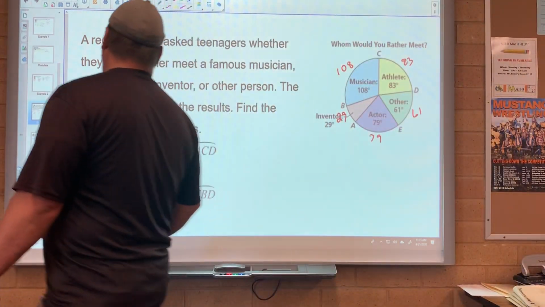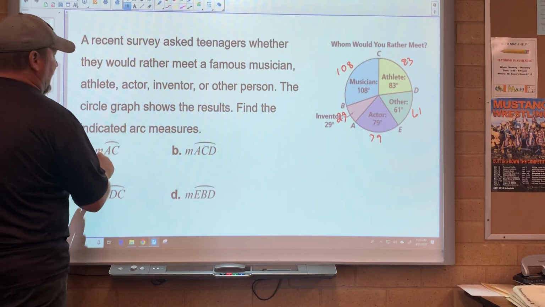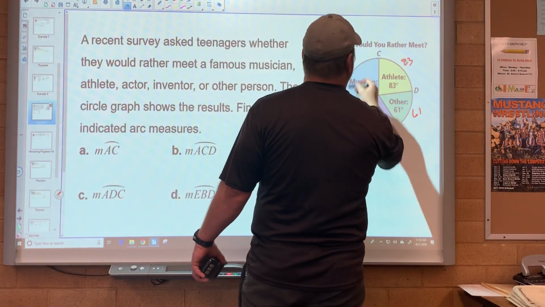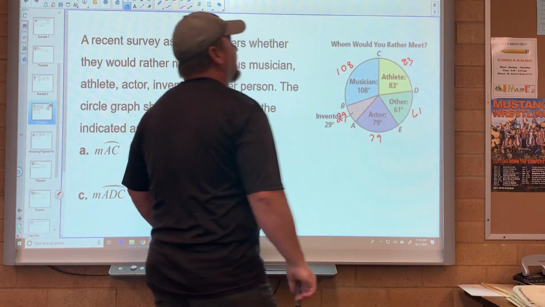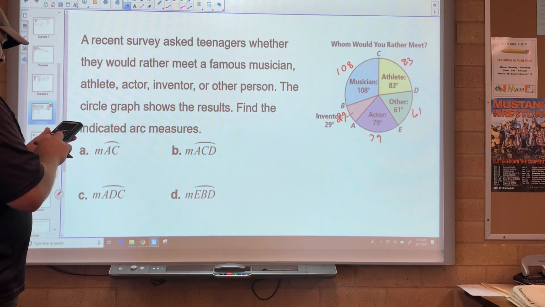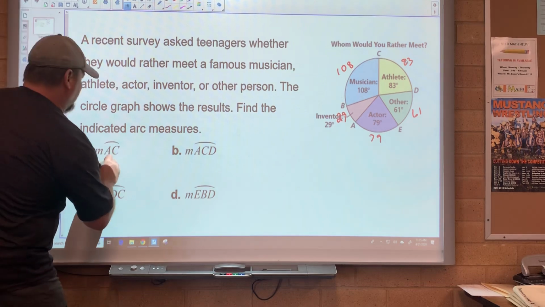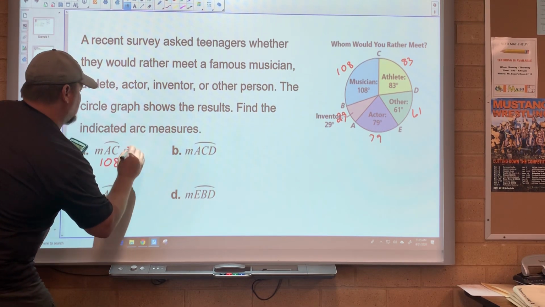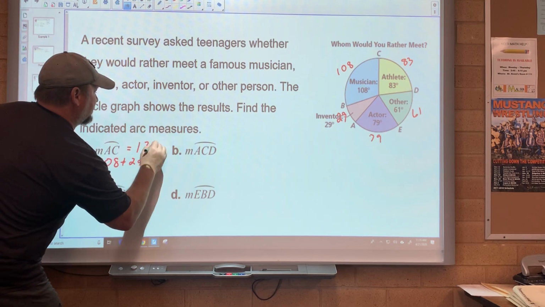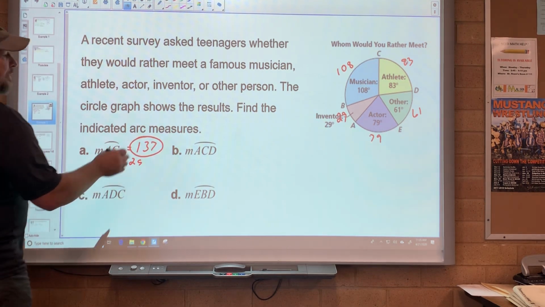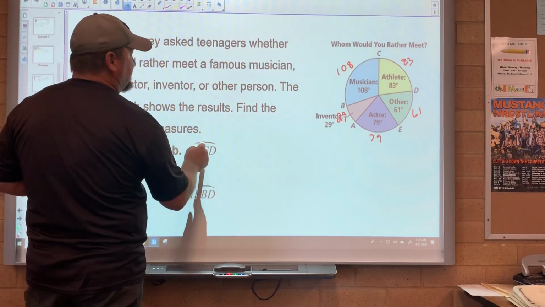Let's go find our arc measures over here. Find the measure of arc AC. Measure of arc AC, A to C this way. So we're going to take 108 plus 29. 108 plus 29 equals 137. That would be a minor arc. Minor. Okay, measure of arc ACD.